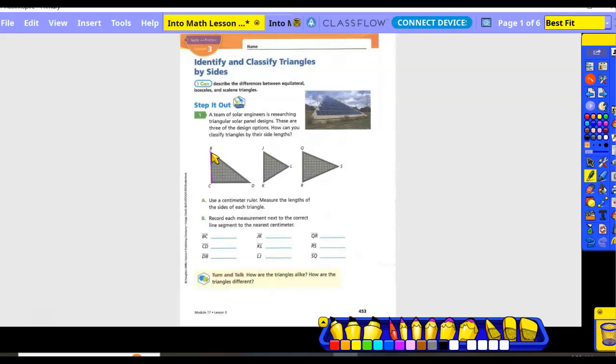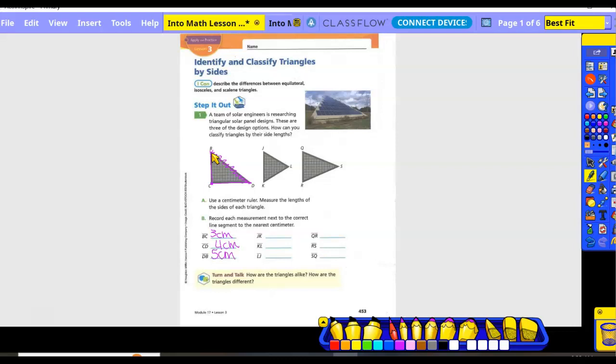3 centimeters. Okay, now you're going to put 0 over here at C and measure out to D. What is that? 4 centimeters. And then DB, so now we're doing this line right here. Can somebody tell me what that is? 5 centimeters.